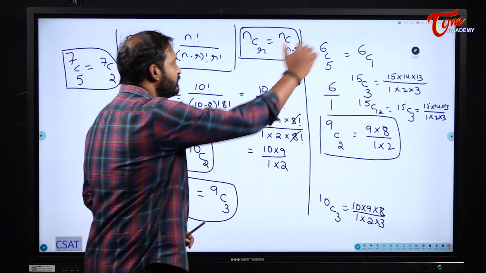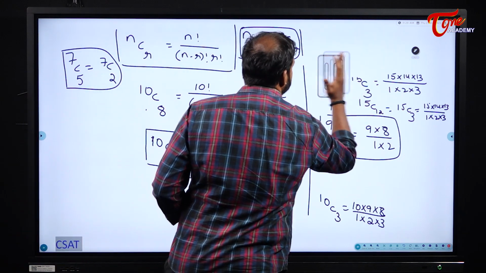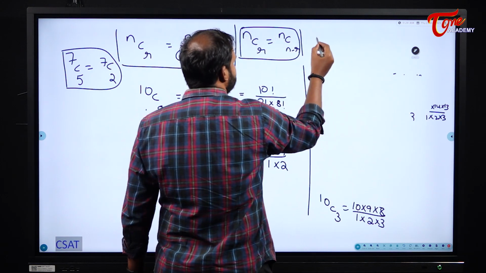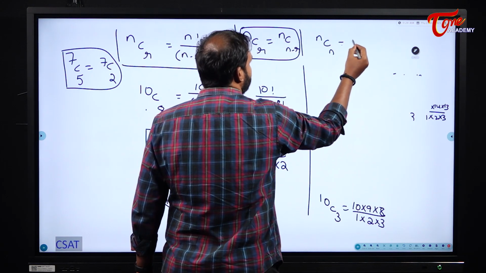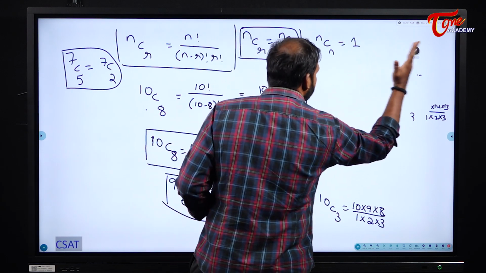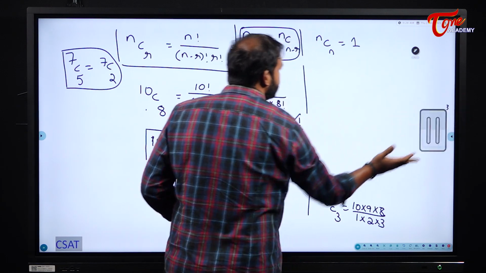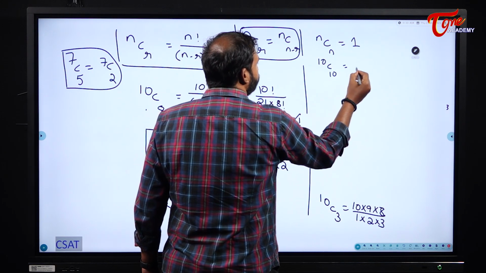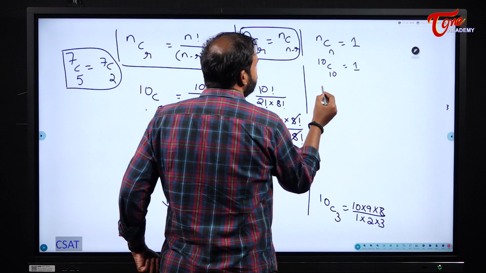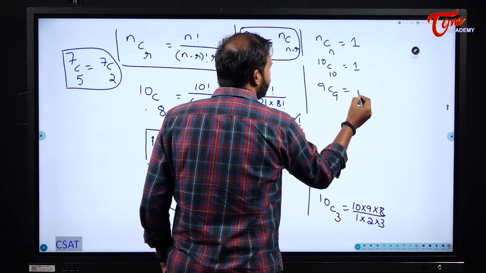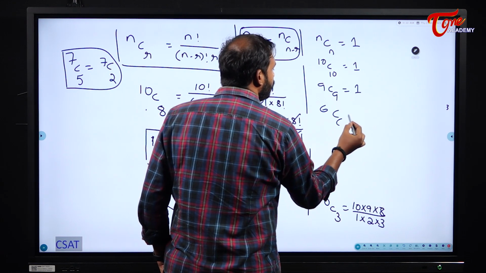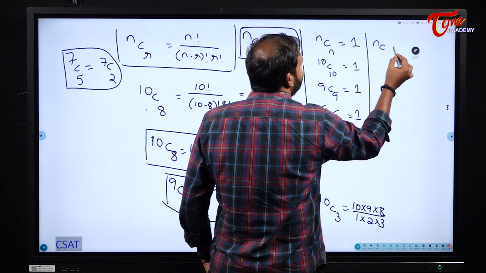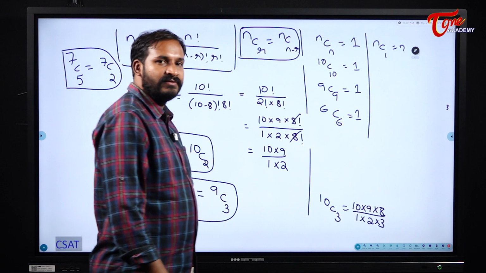Next, similarly, there are some standard procedures like this. A few standard values are there for us. What are those? NCN will be equal to 1. That means 10C10 will be equal to 1. Understood? Similarly, 9C9 will be equal to 1, 6C6 will be equal to 1, like this. And similarly, NC1 will be equal to N.